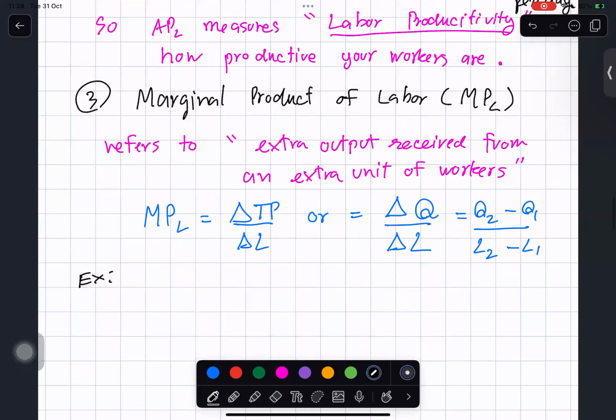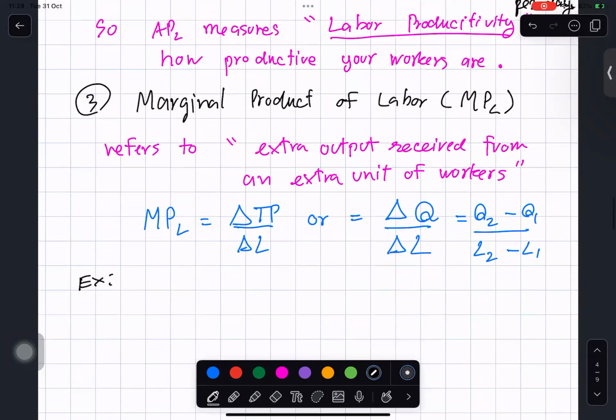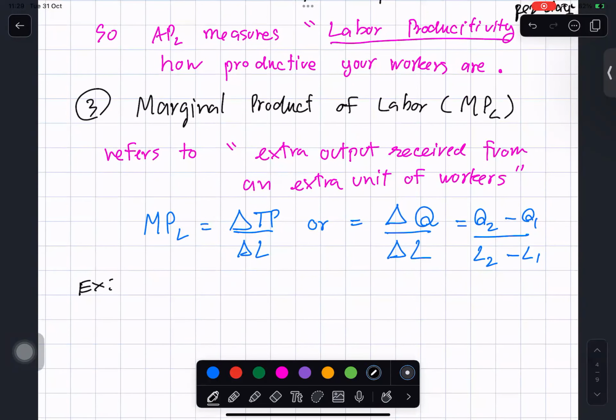Yes. This is per labor, right? For the third one. Which one? The third one. This is per labor. Extra output received from an extra unit of worker per worker.